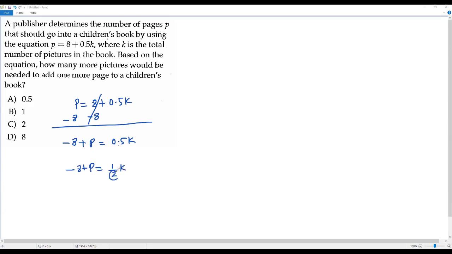Now to get rid of this denominator 2, I have to multiply both sides of the equation by 2. Let me do it. Then this 2 will cancel out. 2 times negative 8 is negative 16. 2 times P is 2P. On the right side, I'm getting K. Or we can write this equation as K equals -16 + 2P. Okay, I've solved for K, which represents the total number of pictures in the book.